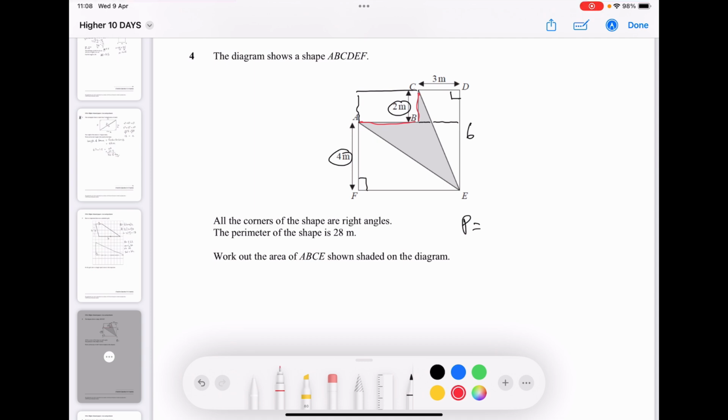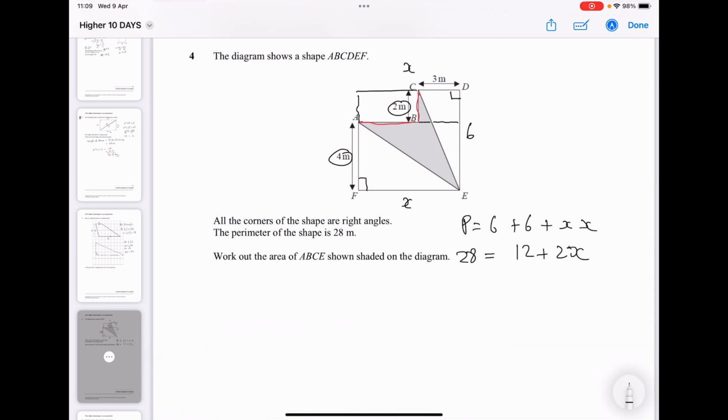So if I look at the perimeter being 28, the perimeter is literally 6 plus 6 plus these 2 lengths here, plus x plus x. So 28 equals 12 plus 2x. Take the 12, and that gives me 16 equals 2x. So divide by 2, x equals 8. So that's 8, and that means that that length there is 5.